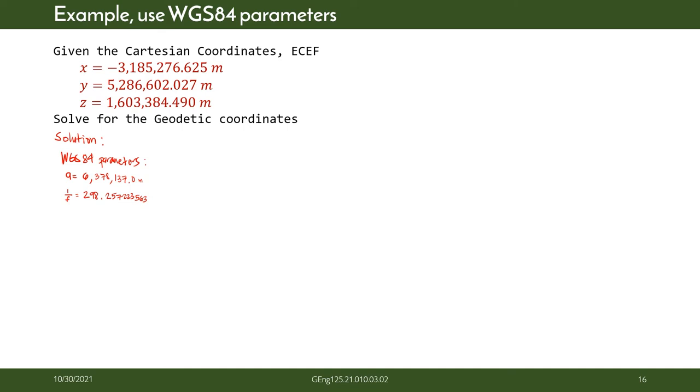Okay, so as I said lately, we use the initial formula. So the initial formula is equal to arctangent of the quantity z over the square root of x squared plus y squared, then multiply again with the quantity 1 plus e squared over 1 plus e squared. Okay.